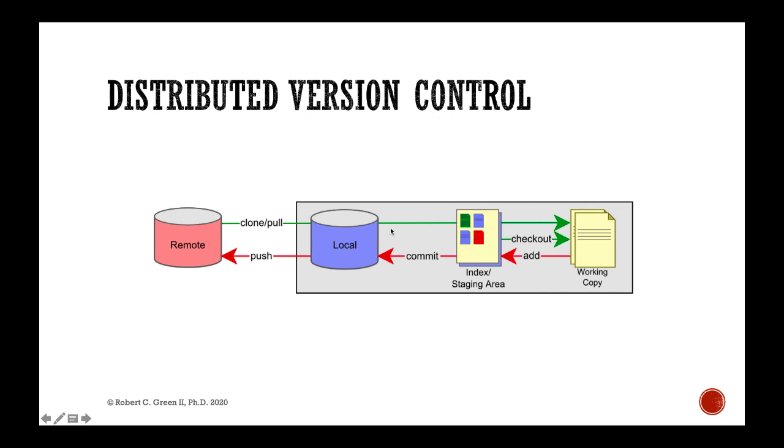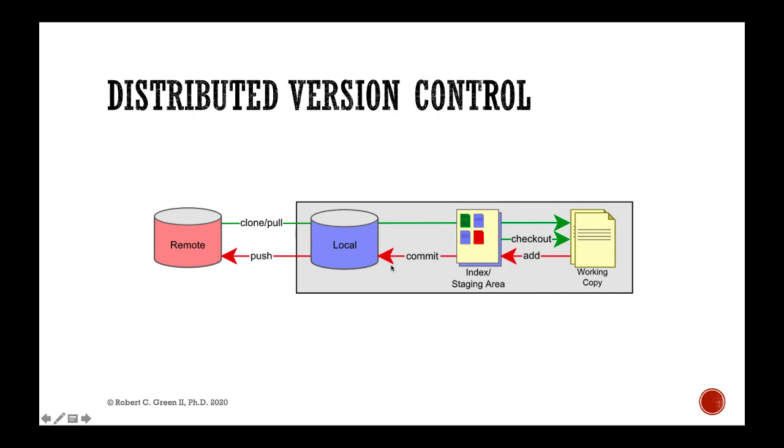We can check out files from either the local repository or the staging area. You can add files, right? Adding just means telling Git or the version control system to pay attention. You can commit those files, which means actually storing an official snapshot of where things are in the local repository, and then you can push those changes out to remote.